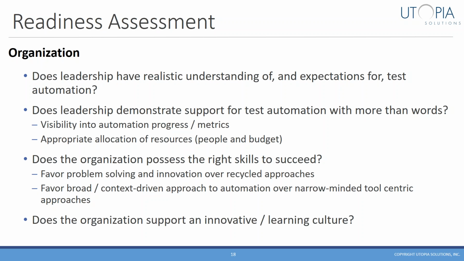Finally, does the organization support an innovative and learning culture, right? If the culture is just get it done, you're likely going to end up with something that isn't sustainable due to a lot of the reasons we just talked about, but primarily because you're going to have a constant accumulation of technical debt as you're just plowing ahead to reach whatever that arbitrary line in the sand was.